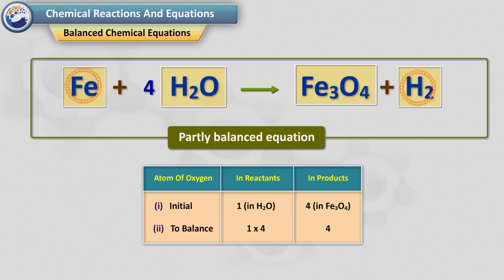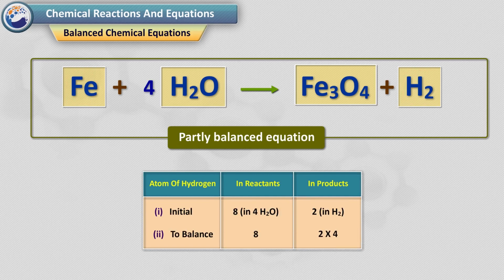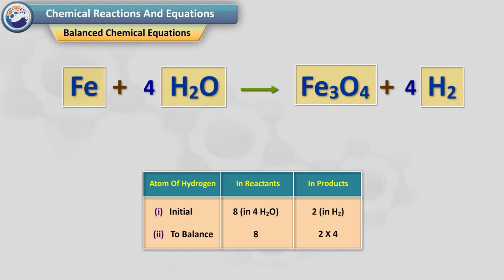Step 4. Iron and hydrogen atoms are still not balanced. Pick any of these elements to proceed further. Let us balance hydrogen atoms in the partly balanced equation. To equalize the number of hydrogen atoms, make the number of molecules of hydrogen as 4 on the RHS. The equation would look like this.